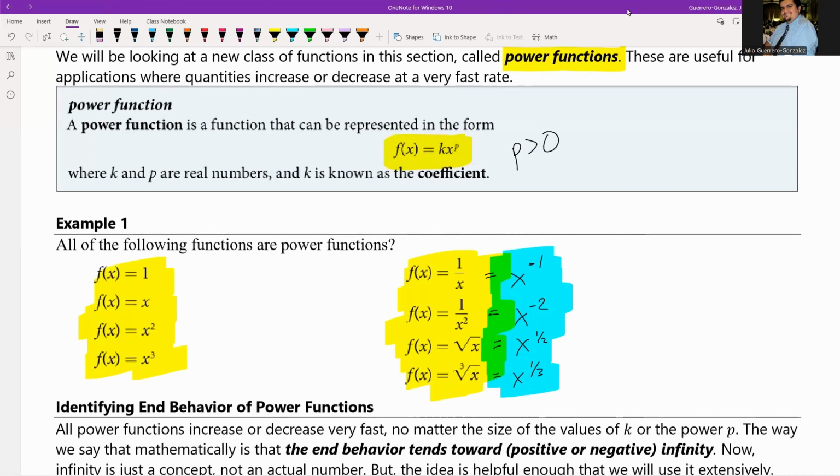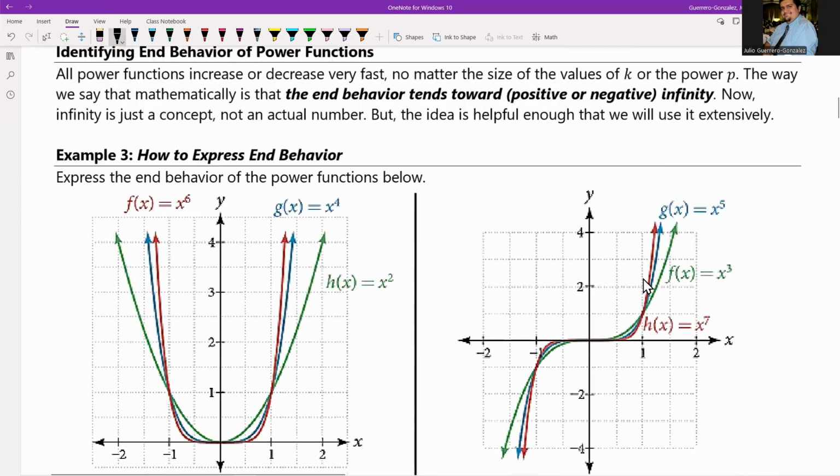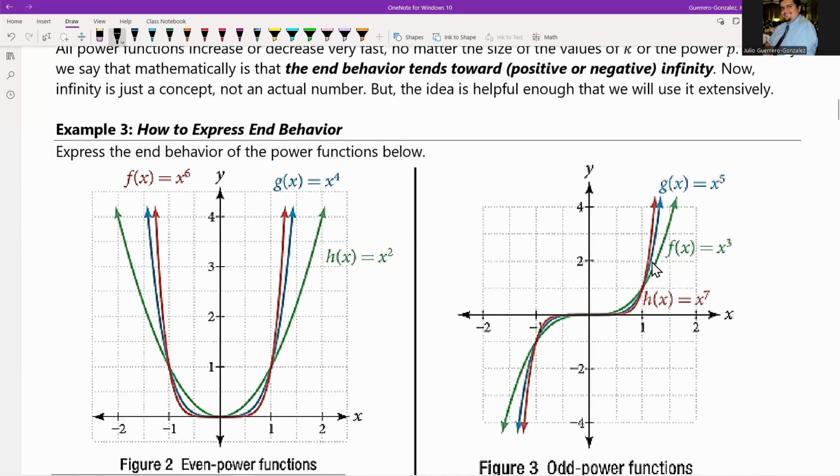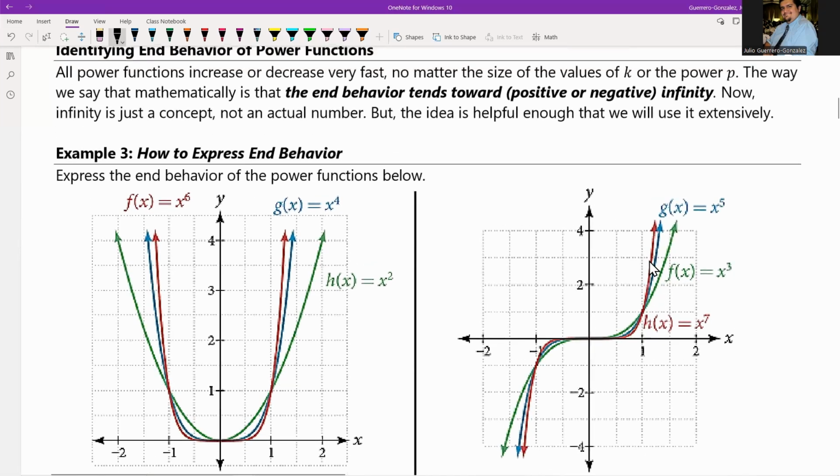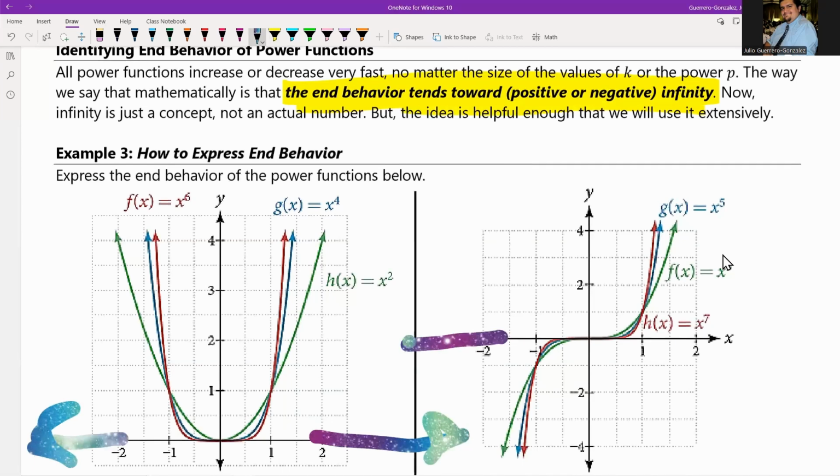Okay, so first thing I want to show you guys is the end behavior of power functions. And what I mean by end behavior is as my x values on the x-axis go toward positive and negative infinity. So basically, if I look at the graphs down below, what the heck is my graph doing way out here? And what the heck is my graph doing way out there? Same thing for this one, way out here, and way out there. That's what I mean by end behavior.